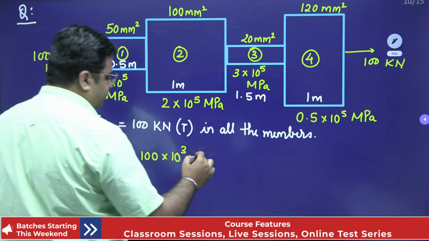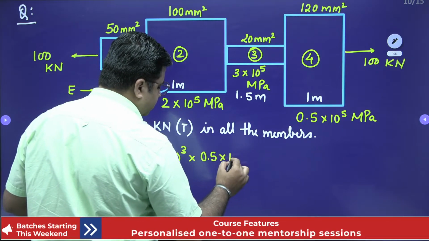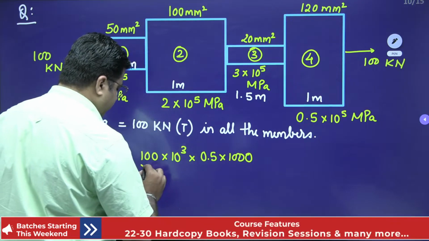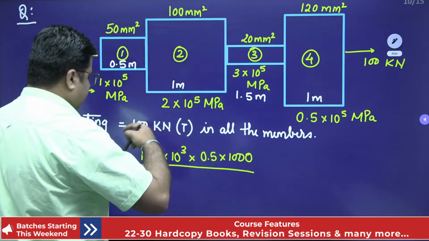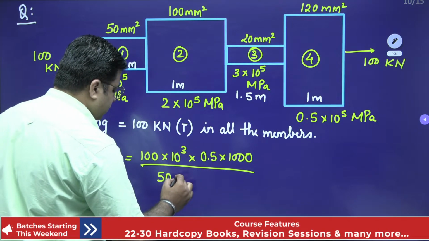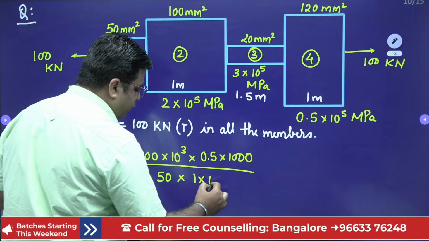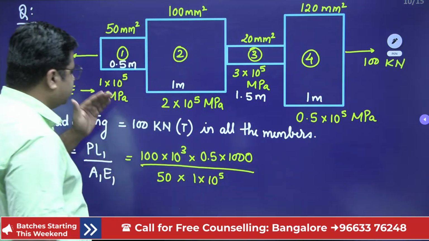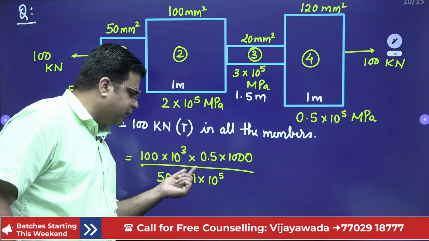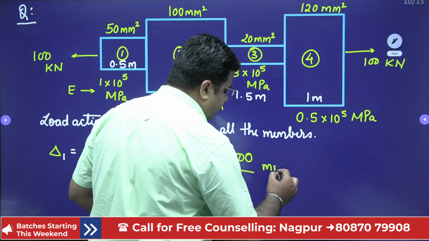Length is given as 0.5, so this is 0.5 into 1000. So this is in mm. Divided by A1, which is 50 mm square. And E is 1 into 10 raised to power 5 megapascal, which is nothing but Newton per mm square. So when you calculate this deformation delta 1, this will come out in mm.